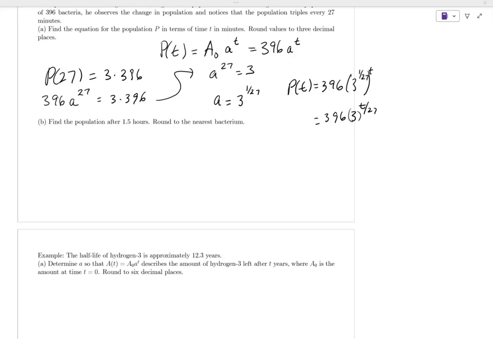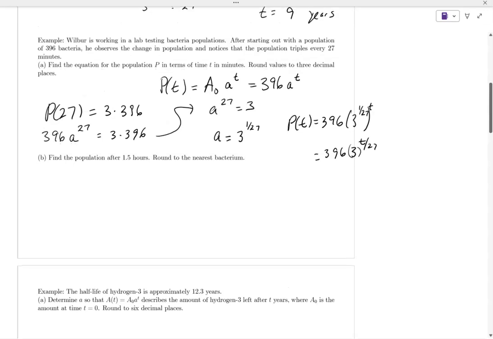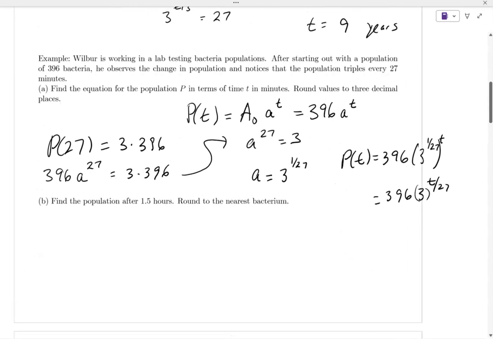All right, so last time we were working on this problem where we had a bacteria population that tripled every 27 minutes. The first part asked us to figure out an equation for the population at time t, where t was in minutes. The directions said round to 3 decimal places, but we just wrote the final function where we didn't need to worry about the 3 decimal places. We just wrote it as a power of 3. If we were following those directions, we would want to put that 3 to the 1/27 power in your calculator and get those particular decimals.